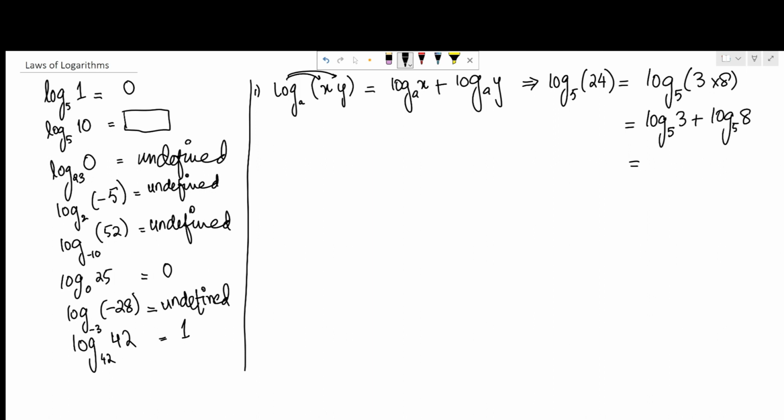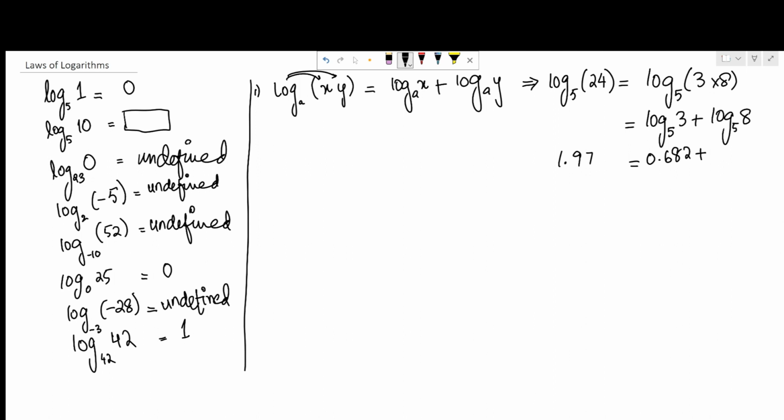The value of log 24 to the base 5 is 1.97, right? And if log 24 to the base 5 is the same as log 3 to the base 5 plus log 8 to the base 5, the values should match, right? So let's put it into the calculator. Log 3 to the base 5 is 0.682. The values will be rounded off, so they will not match exactly, but at least we will get the idea that it's the same.